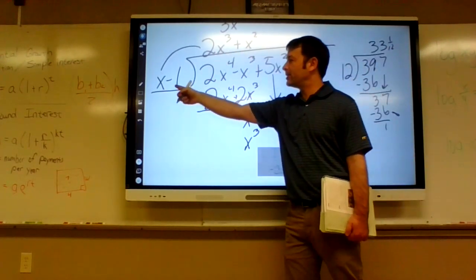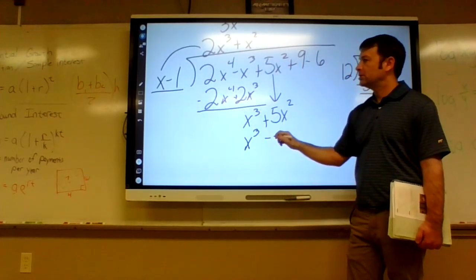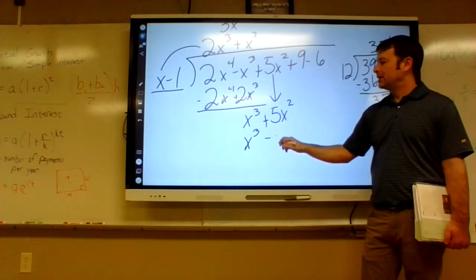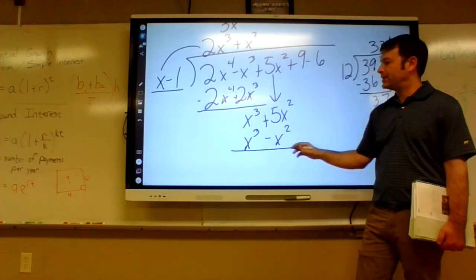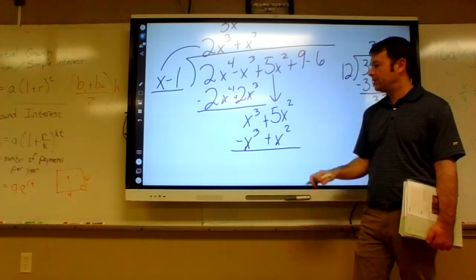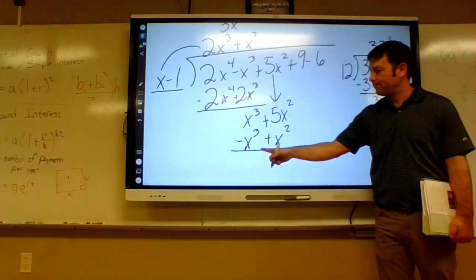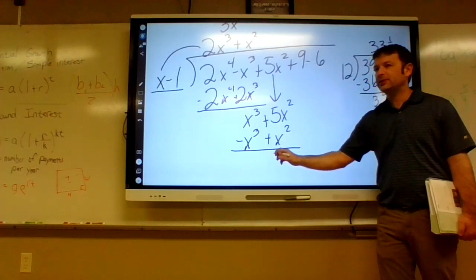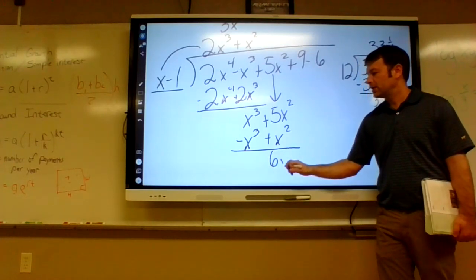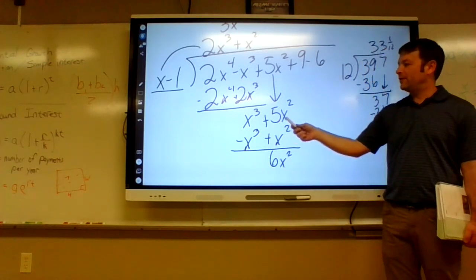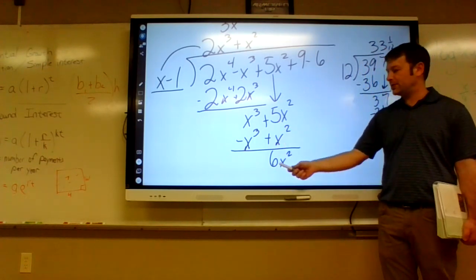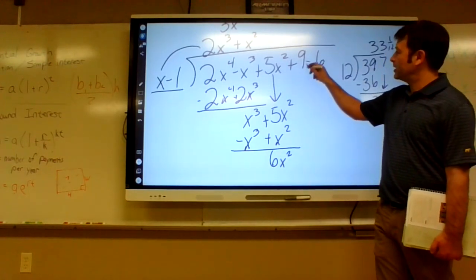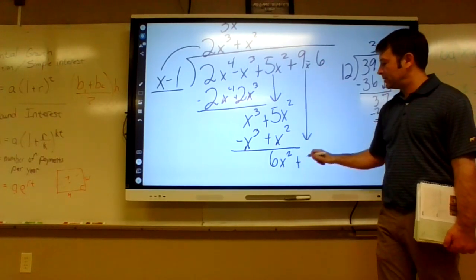What's x squared times minus 1? Negative x squared. Okay, but we're actually subtracting this bottom line, so that's going to become a plus. These go away. 5x squared plus x squared, 6x squared. It's like saying I have 5 of these plus 1 of these, so I have 6 of these. Same thing. Okay, bring down the next one and start over.